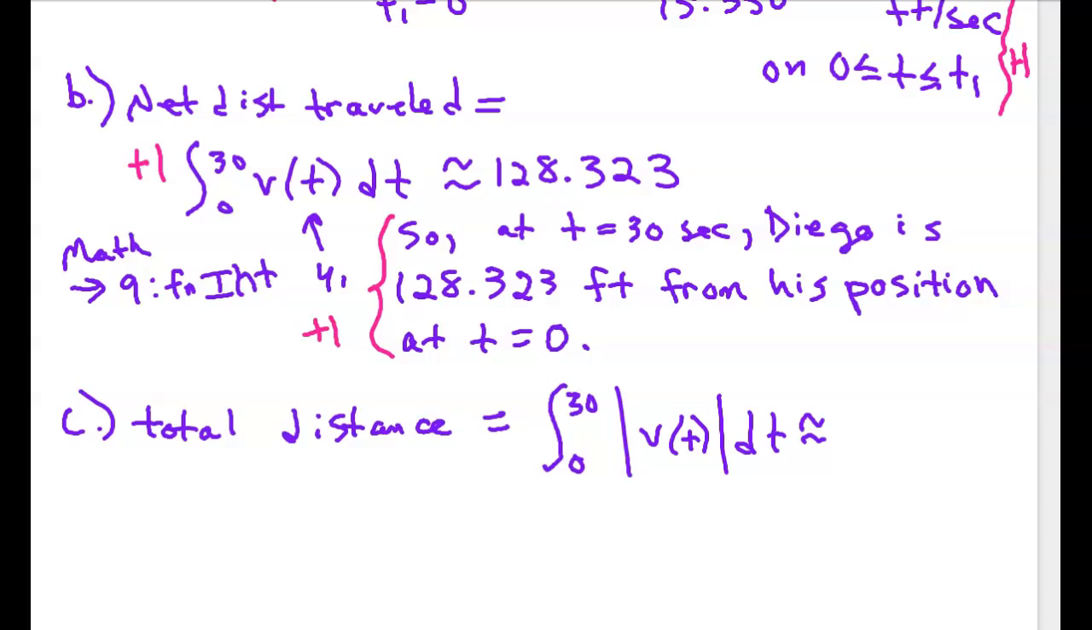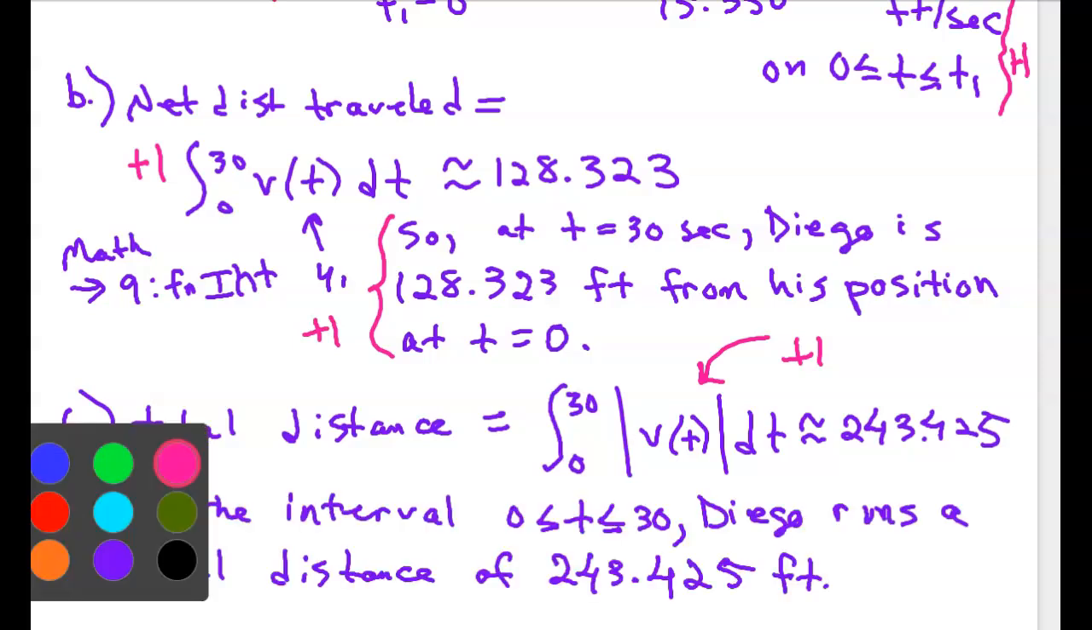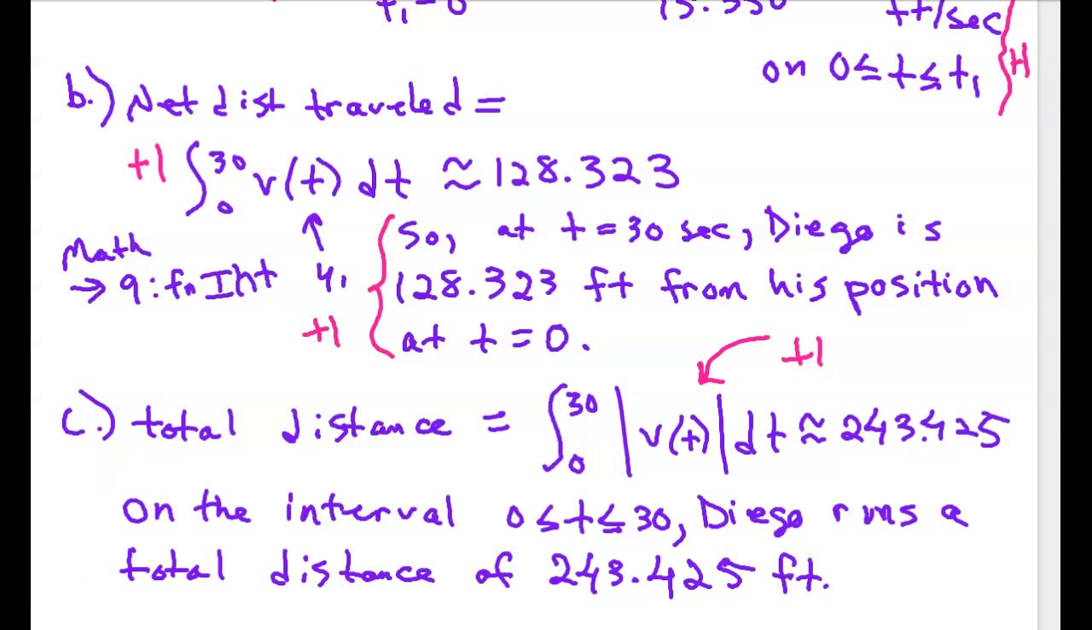That is approximately 243.425. So of your 2 points, you did get a point for correctly stating that integral for total distance. We need that absolute value. And then I'm going to pause and I'm going to state that in a sentence. Okay, and again, we get a point for stating our solution, and I'll just be very careful on units and time intervals on this problem.